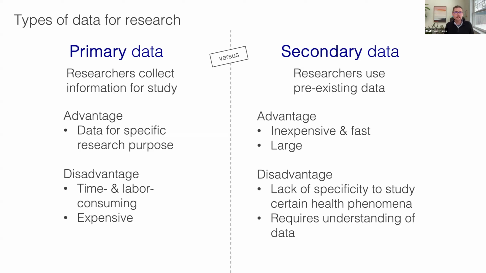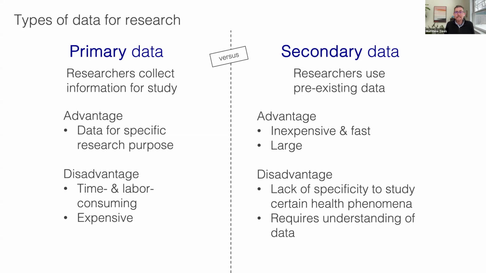So there are advantages and disadvantages, right? With primary data collection, you get exactly what you need, which is a huge advantage. And you might be collecting data that have never been collected before. The disadvantage, as you might realize, is that it's very time and labor consuming, and can be very, very expensive. I have colleagues that do randomized control trials and they wait for years to get the data sets that they need to publish articles.